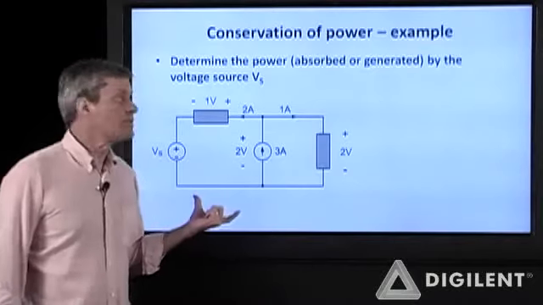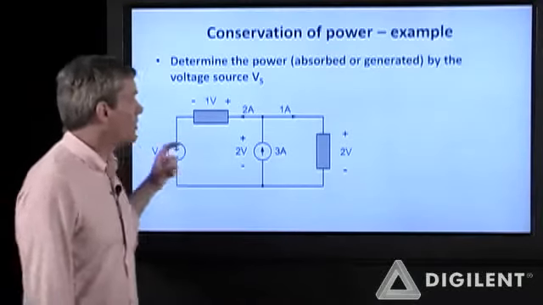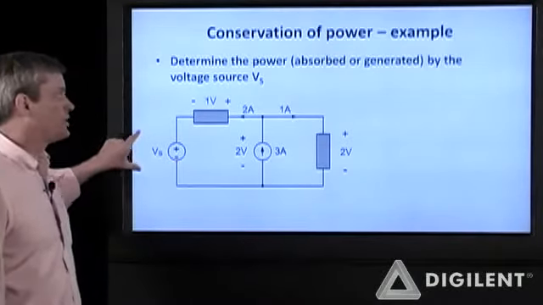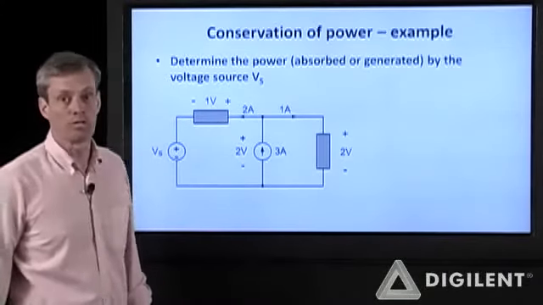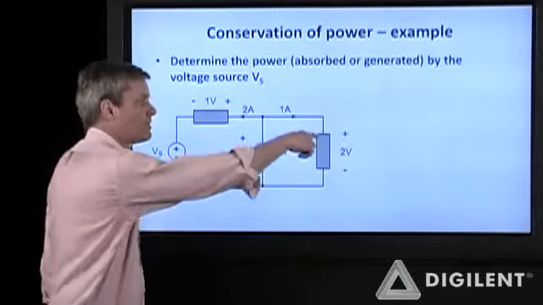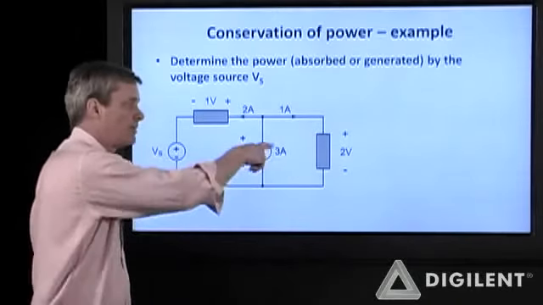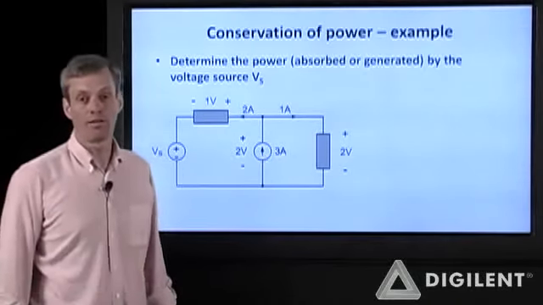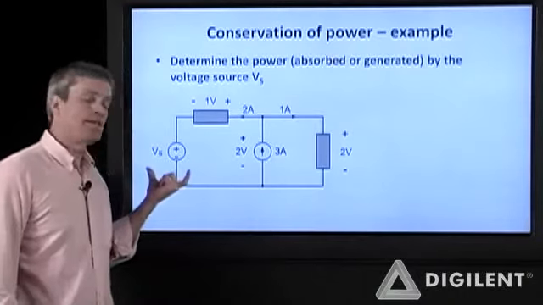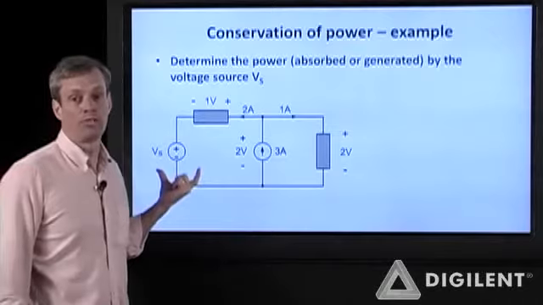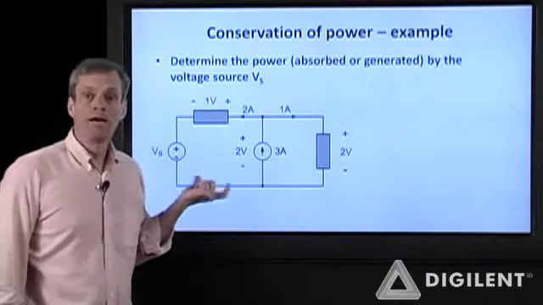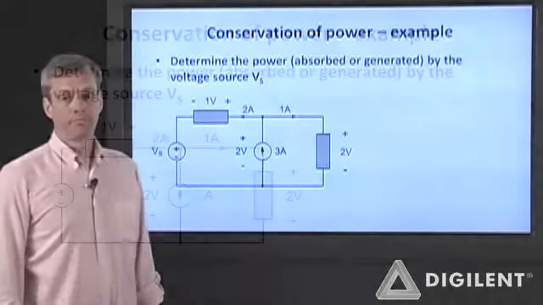Quick example of this. I want to determine the power absorbed or generated by this voltage source if I'm given a couple of passive elements and a current source. Okay, I'm given the voltages and the currents for both of these passive elements. I'm also given the voltage and the current for that current source. We can use that to determine the power generated or absorbed by this voltage source. Give it a try. Come back and watch me do it.